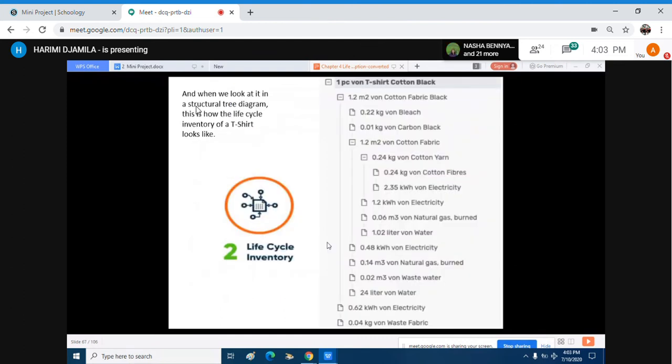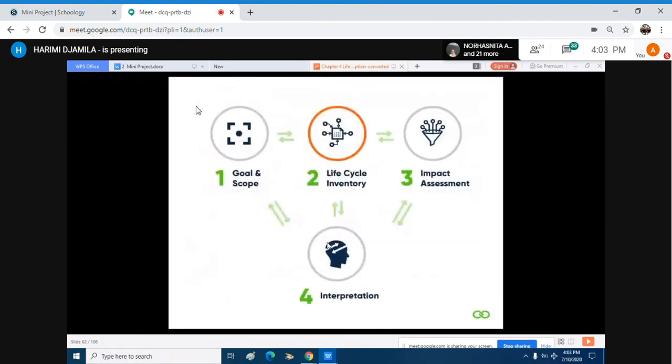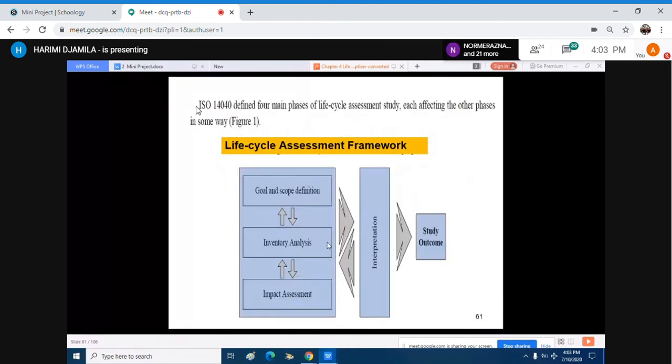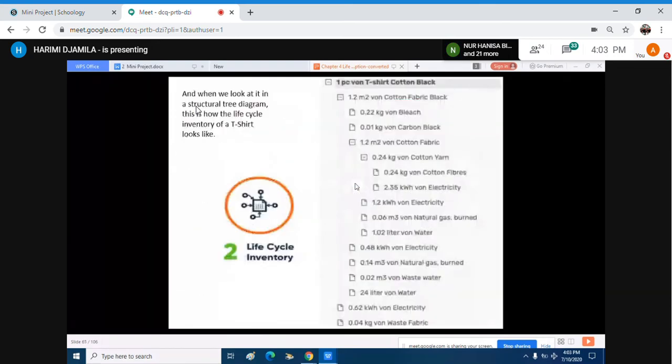Okay, the next part of the life cycle assessment according to ISO 14040 is inventory analysis, or life cycle inventory. So the life cycle inventory analysis looks at the environmental inputs and outputs of a product or service. What does it mean at the end? It's linked to the data collection phase of our life cycle analysis.